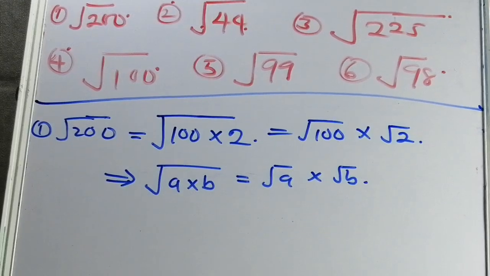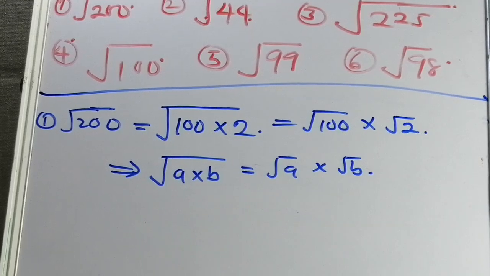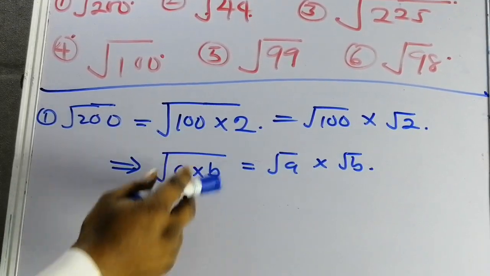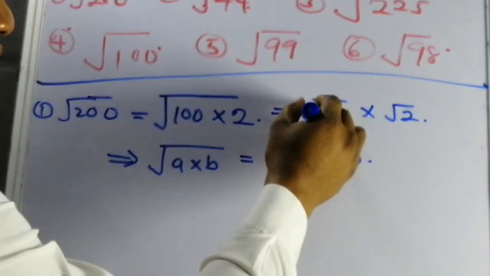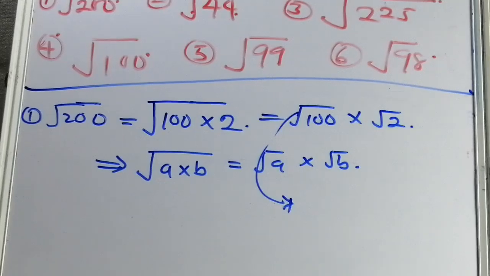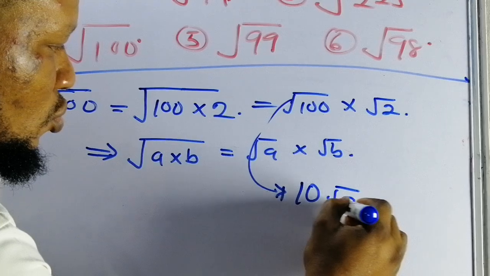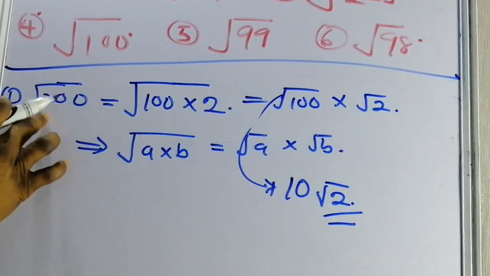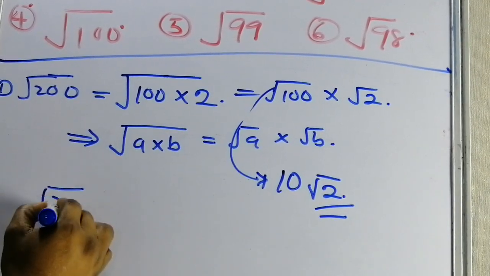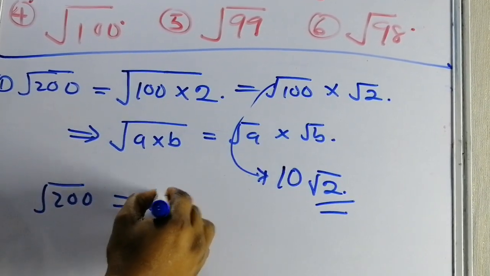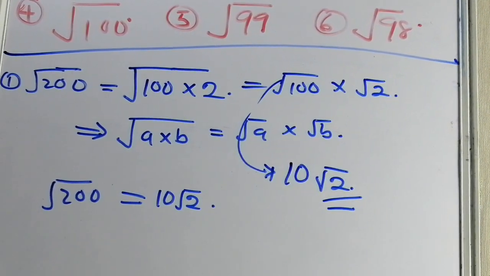You see that that is surfacing under this question, and I've also mentioned this earlier. It implies here that a is equal to 100, b is equal to 2. That is why we're able to split it. So root 100, we know 10 times 10 is 100. So I can say 10 root 2, which means that the simplification of square root of 200 is equal to 10 root 2.